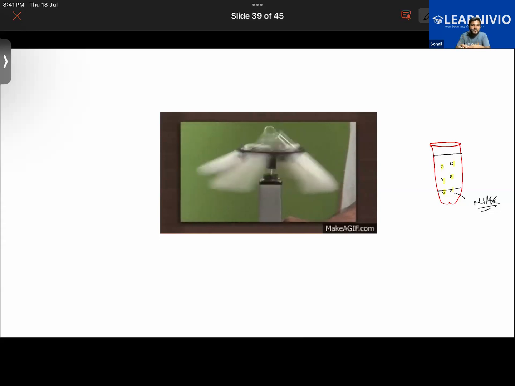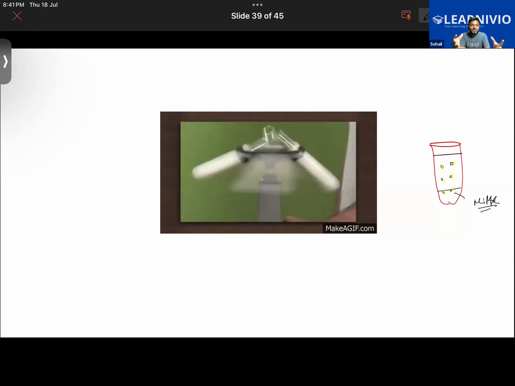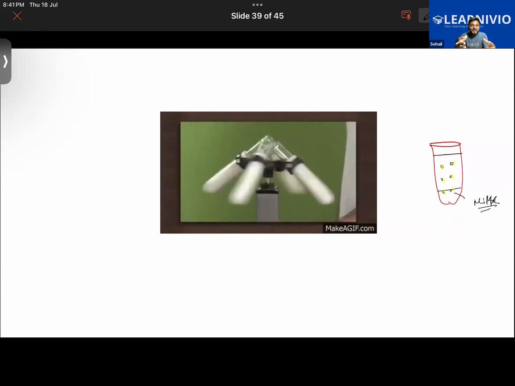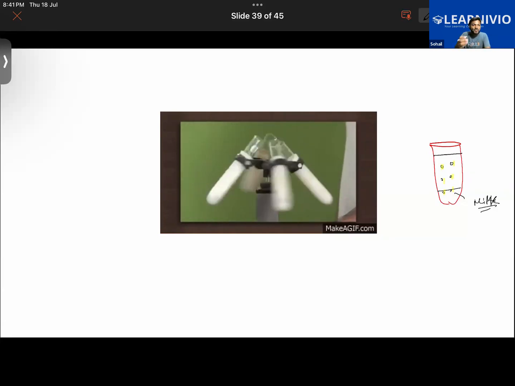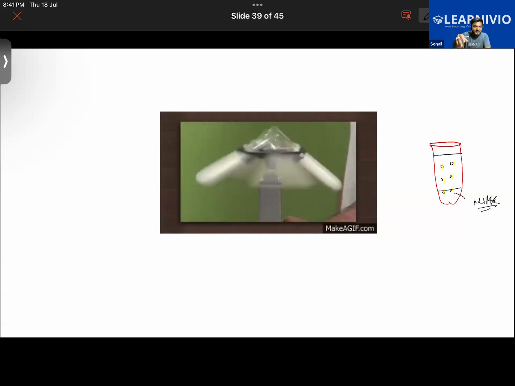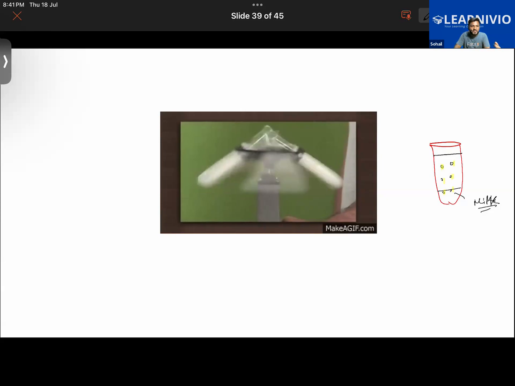But in the case of milk, the fat particles are suspended in it. Okay? It will not settle at the bottom. They are not very heavy particles. So on its own, via sedimentation, it will not settle at the bottom. Thereby, we have to use centrifugation.